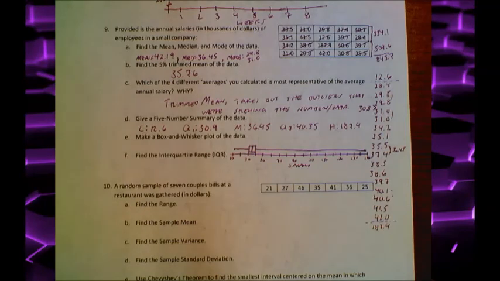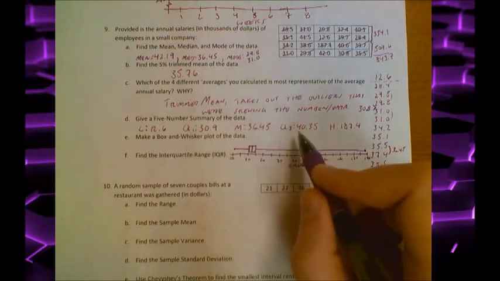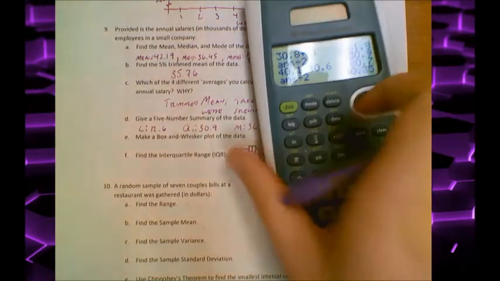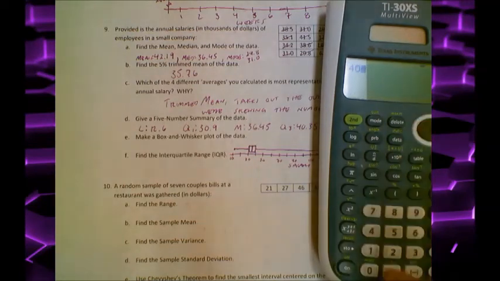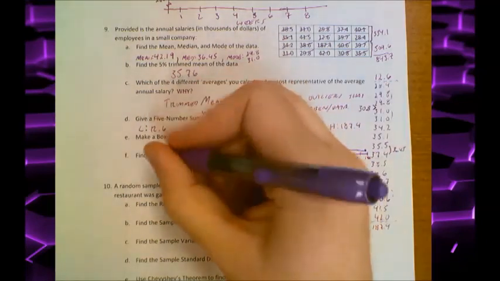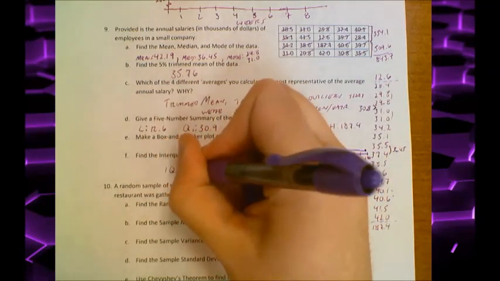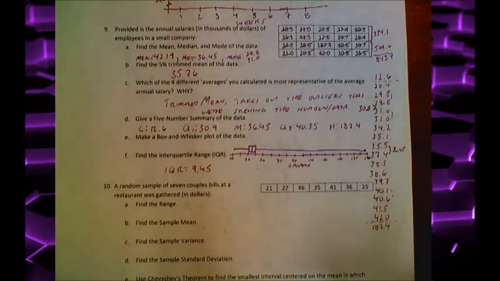Right. All right, and then my interquartile range is between Q3 and Q1. So if I do that, 40.35, and I subtract off my 30.9, I get 9.45 for my interquartile range there.